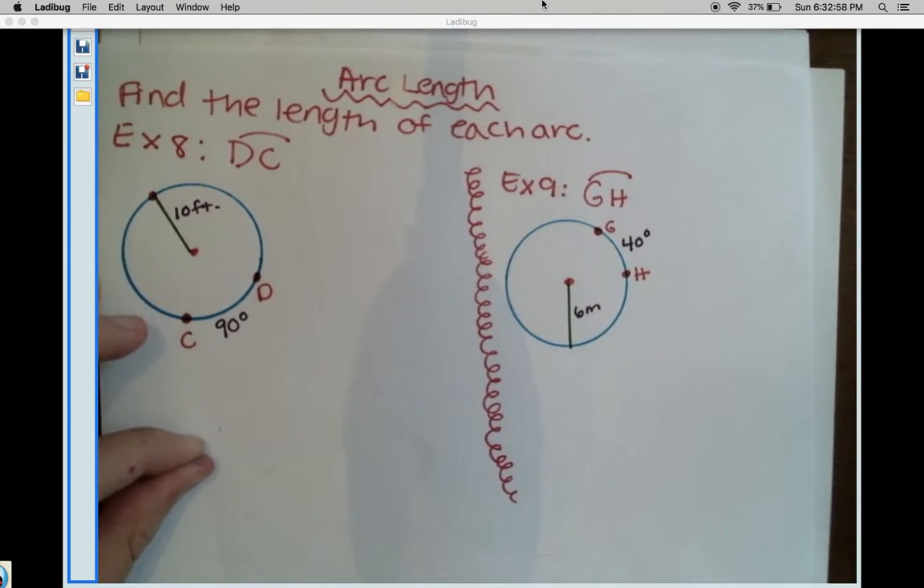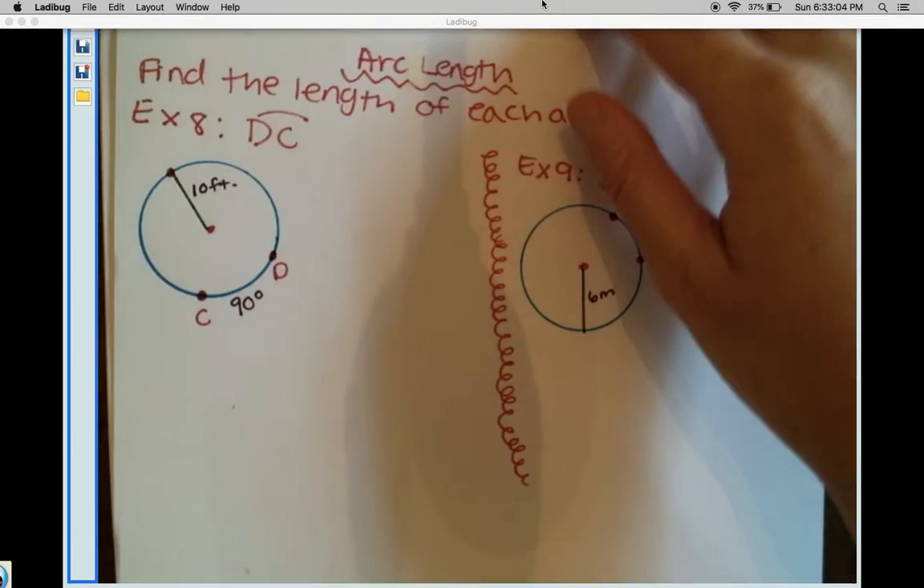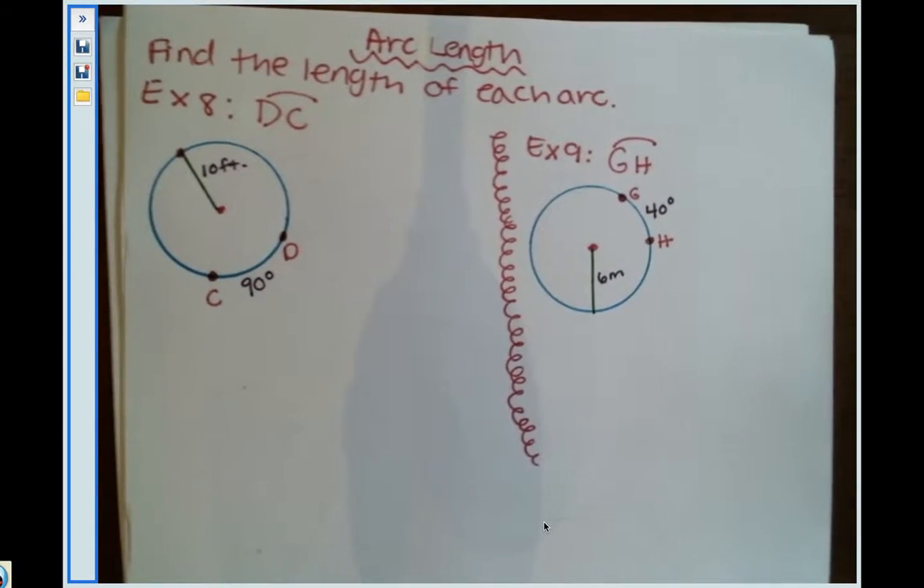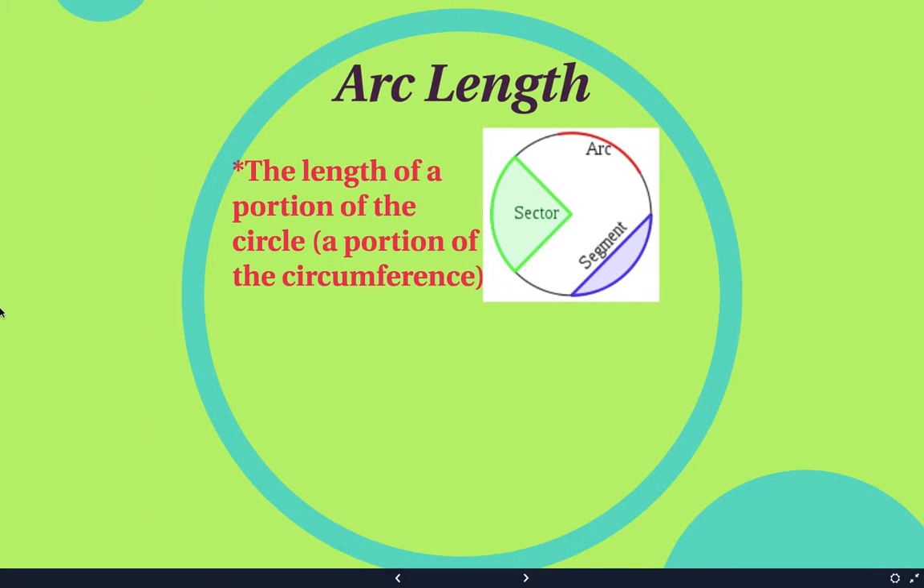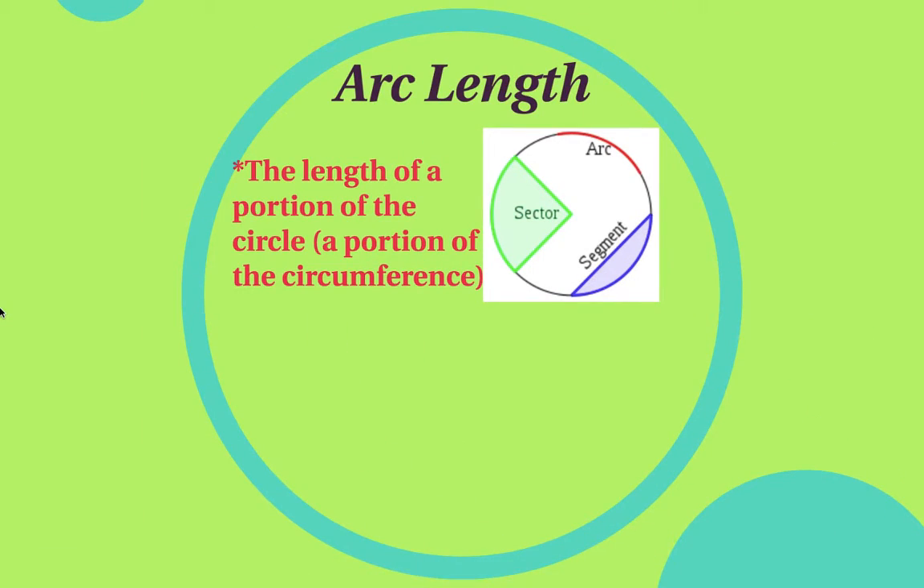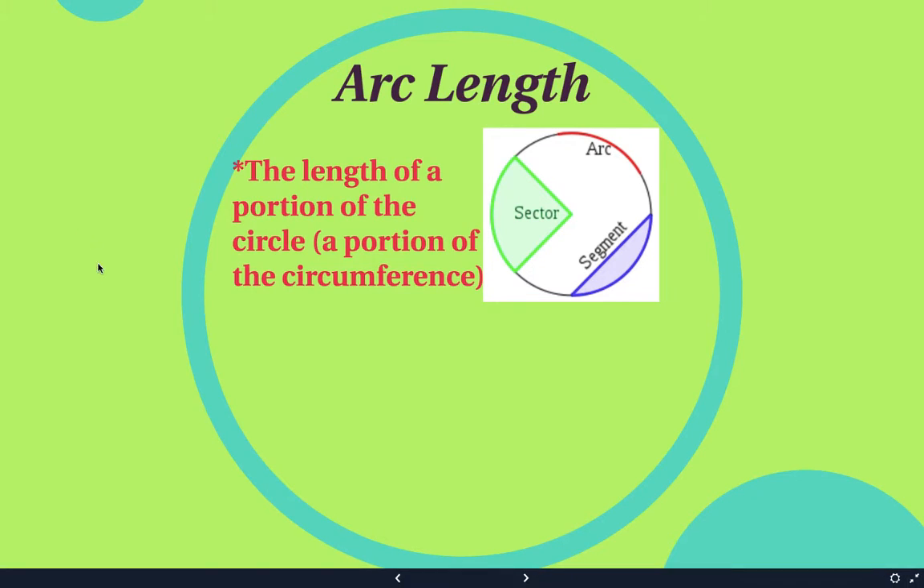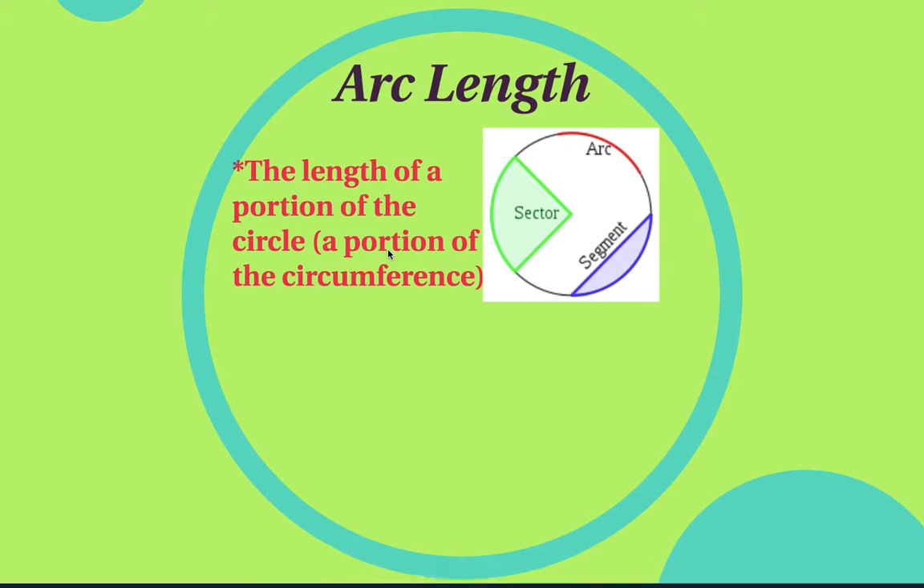So you're going to find just normal units, not degrees or anything, things like feet, inches, things like that. Okay, so we're going to find the length of each arc. So let's go back to that wonderful Prezi and learn about the arc length again. So the arc length is the length of the portion of a circle. So it's basically just a part of the circumference. So we're not going to do the whole circumference. We're just going to know about part of the length of the circumference.